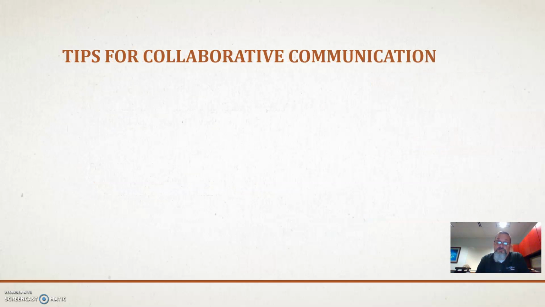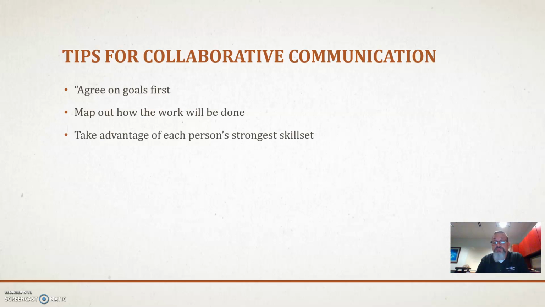So, what can you do to ensure success of your collaborative communication? First, agree on the goals. Everybody needs to know what the goals are so that you can get to the end result. Second, map out how the work's going to be done. Third, take advantage of each person's strongest skill set. Everybody on the team is going to have different skills and utilize those to the best of your ability.